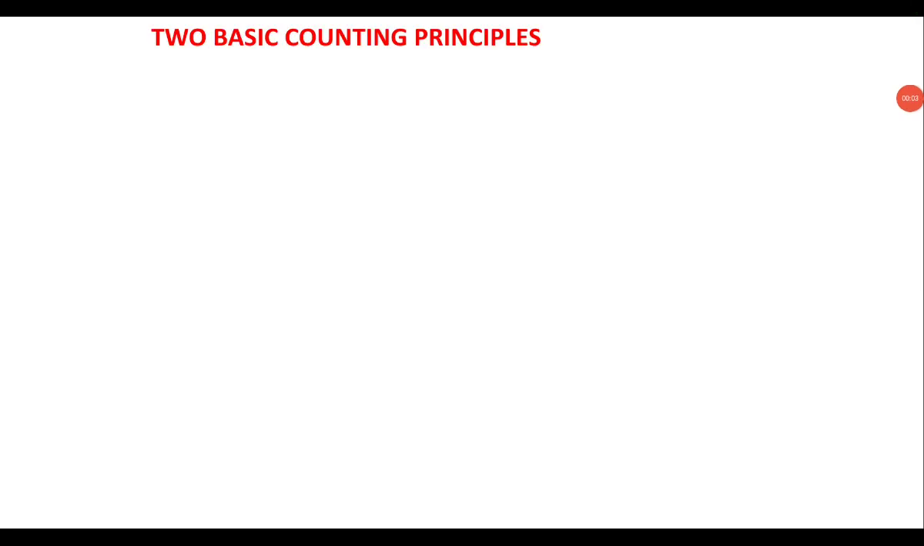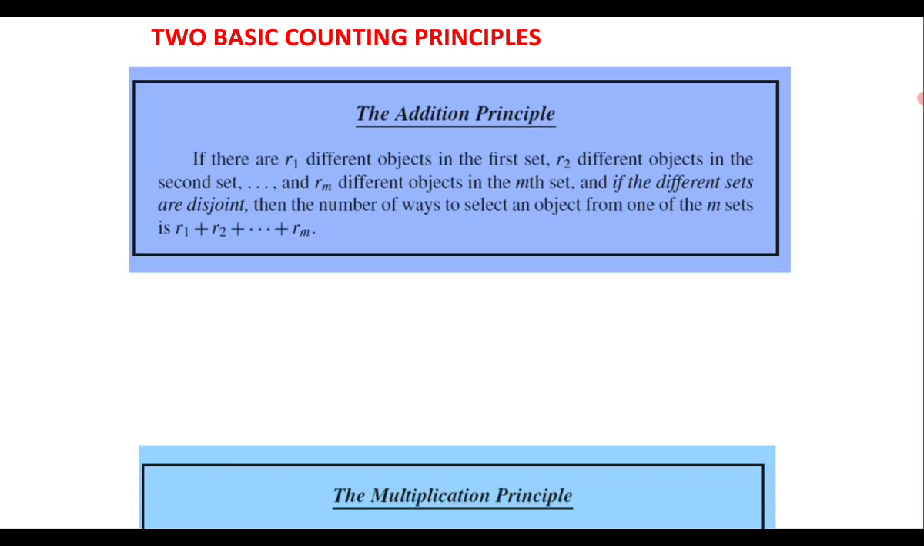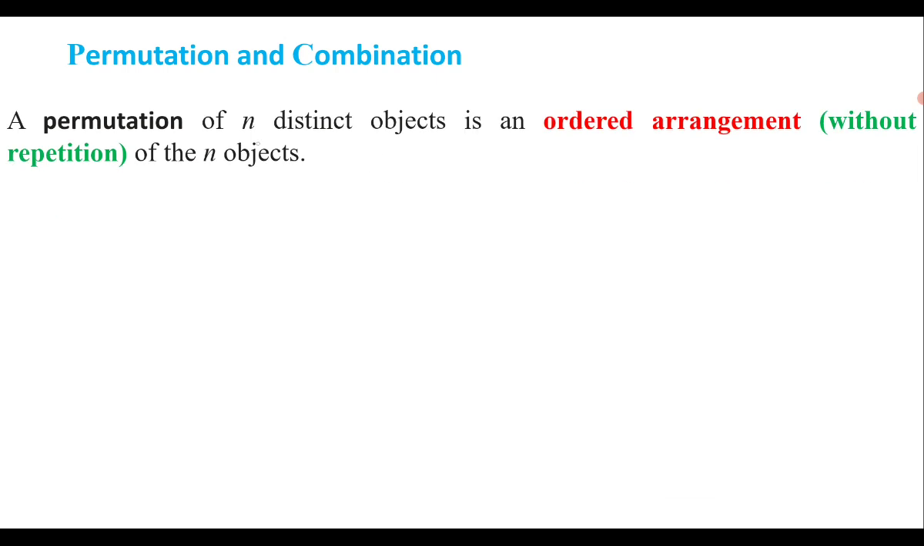In this class, we are going to introduce the concept of permutation and combination. We have already seen two basic counting principles, that is addition and multiplication principles. So a permutation of n objects is an ordered arrangement without repetition. We will discuss everything in detail, but ordered means that if I write L1 R1, then it is different from R1 L1, and without repetition means L1 cannot be used multiple times.